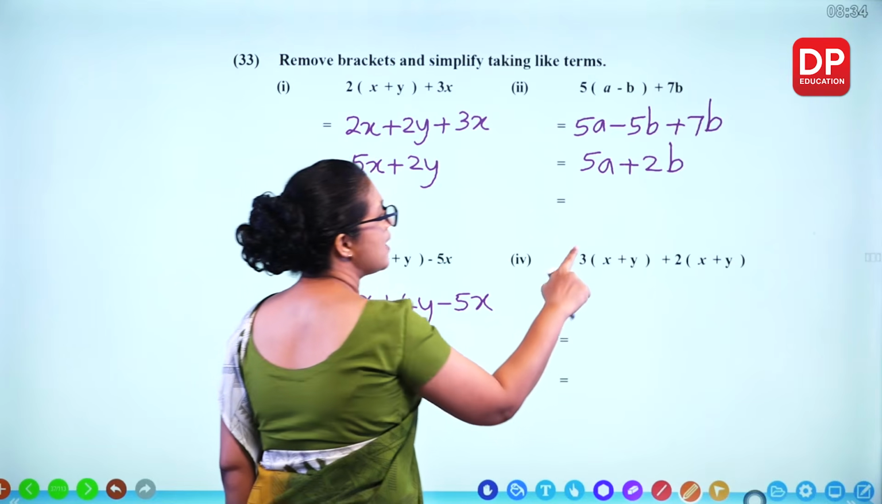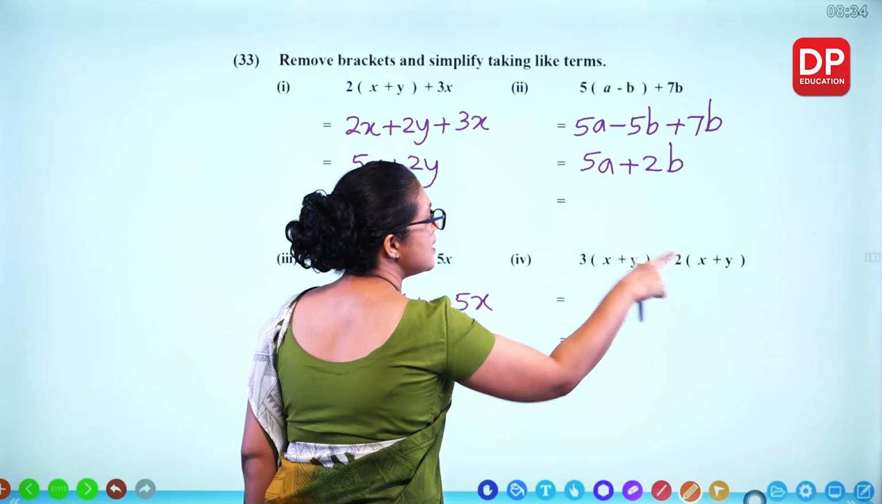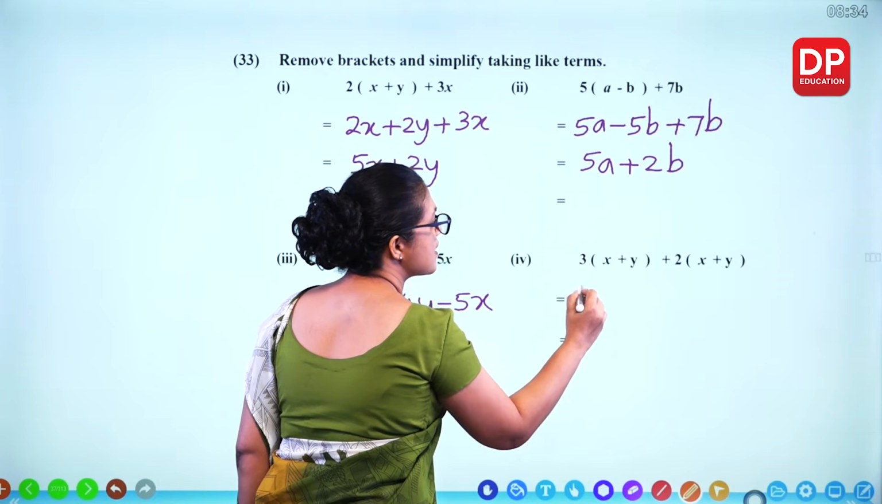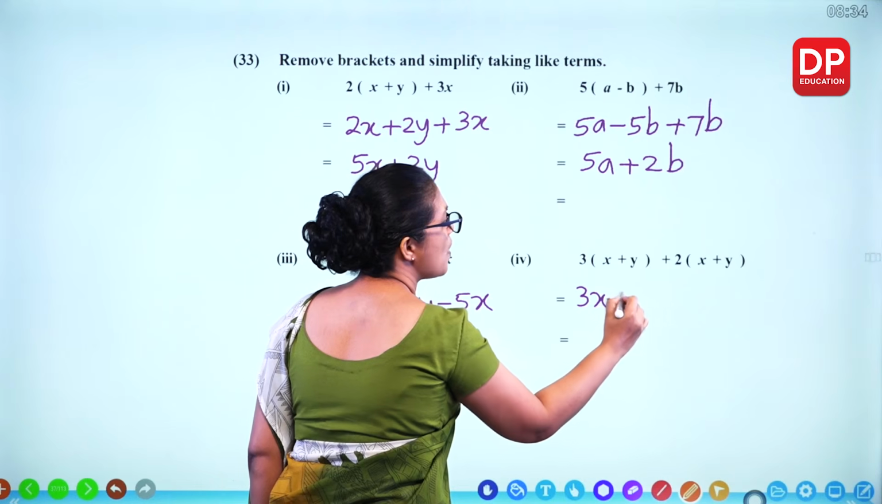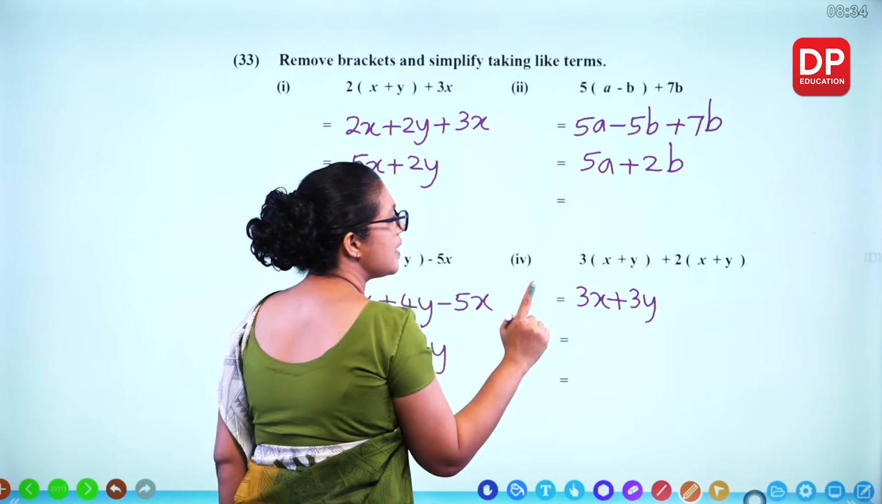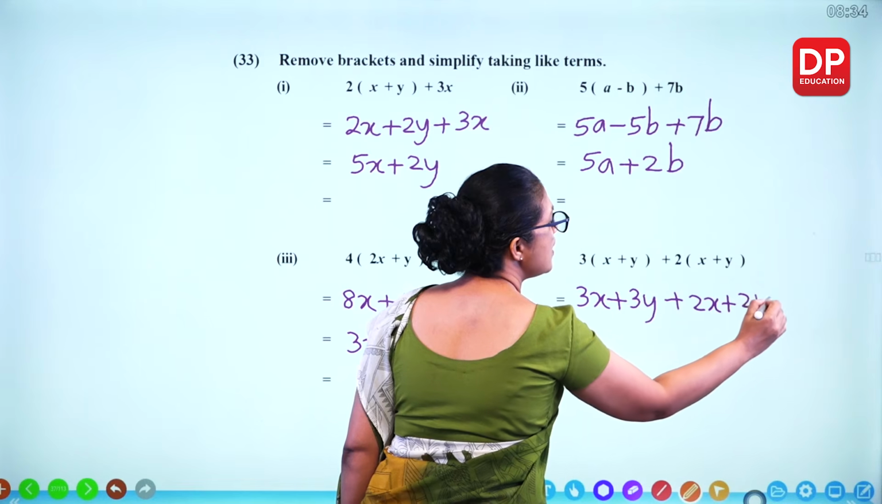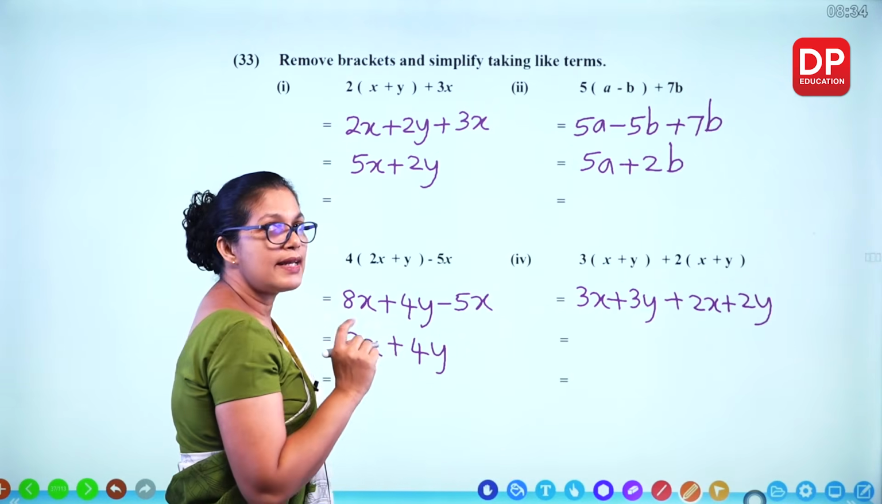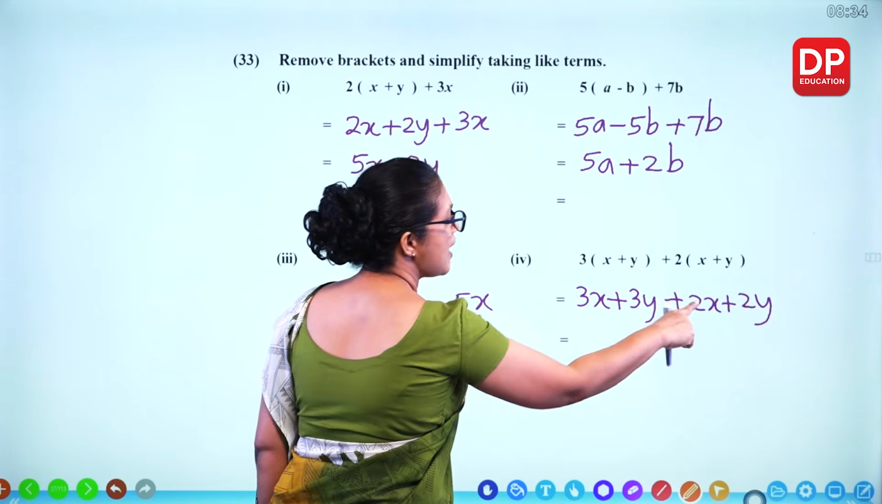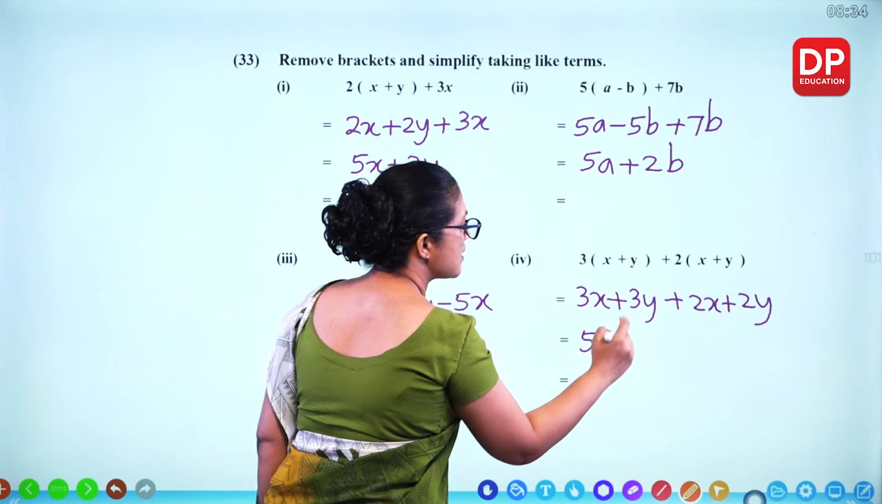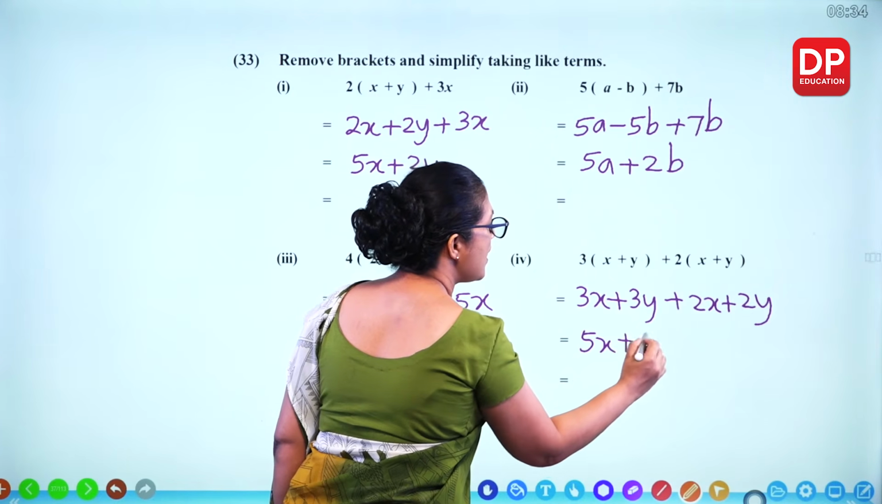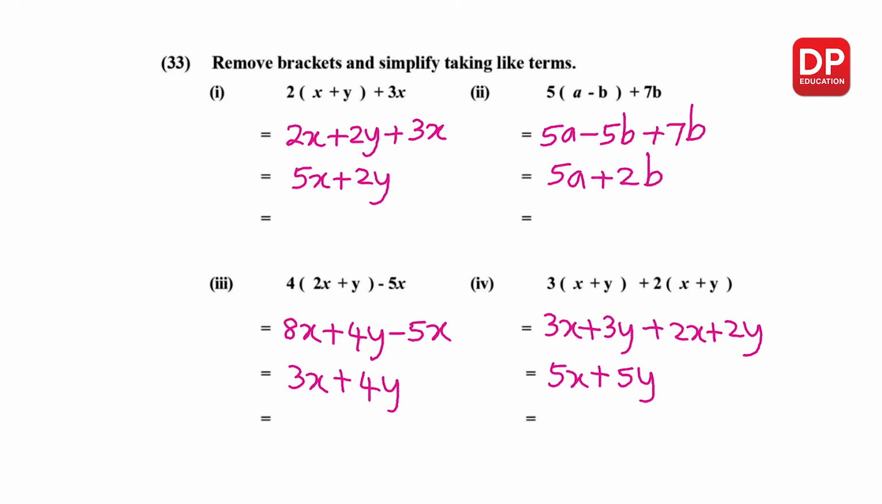Here you have to multiply both these terms. Here 3 times x, 3x. 3 times y, 3y. Here 2 times x, 2x. 2 times y, 2y. Now add the like terms. 3x and 2x, you get 5x. 3y and 2y, you get 5y.